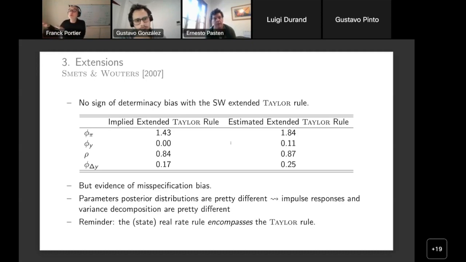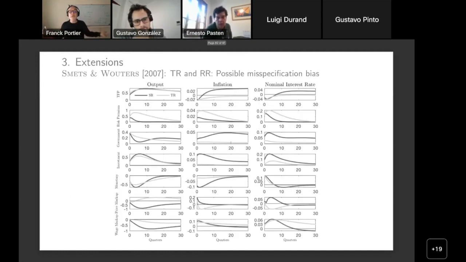And then I do something which is more interesting. Those are the impulse responses. The black line is with the state rule, and the light gray line is with the Taylor rule. So you see that it's very different. I could come up with a story for each of them, but it's complicated, right? But it's very different. And I'm going to conclude with this.